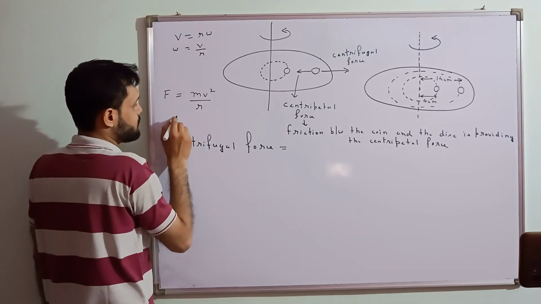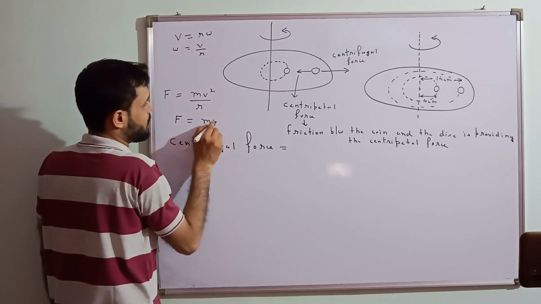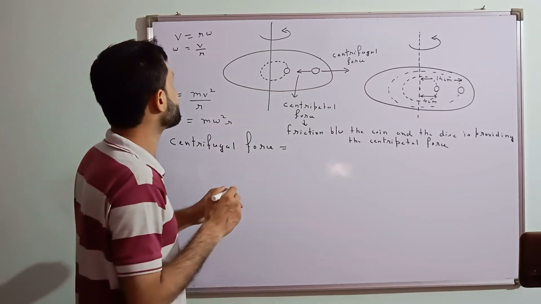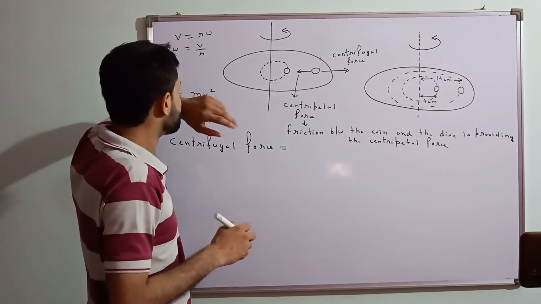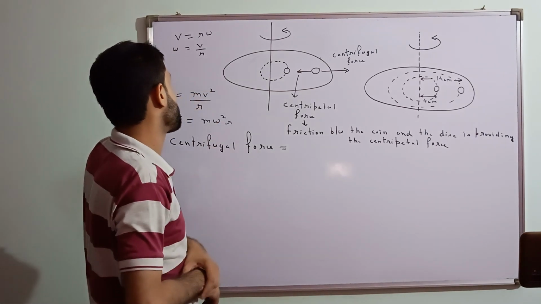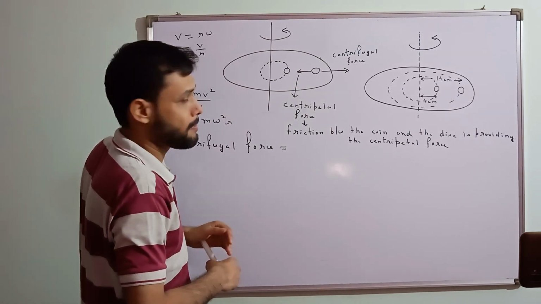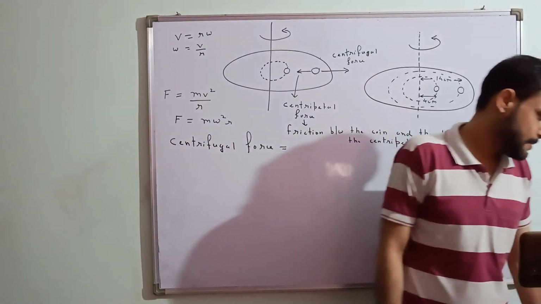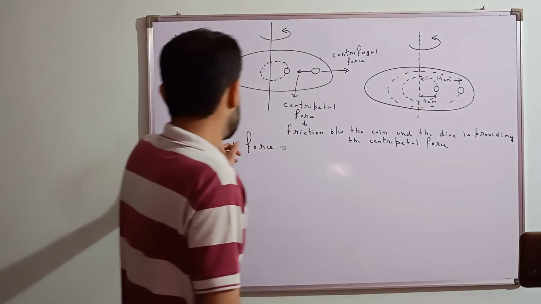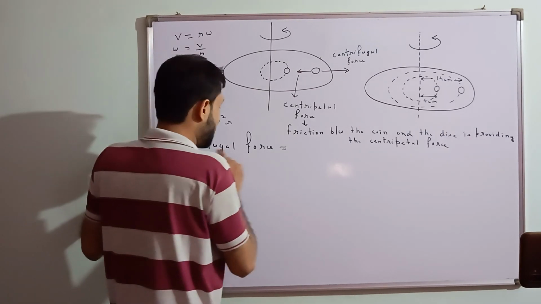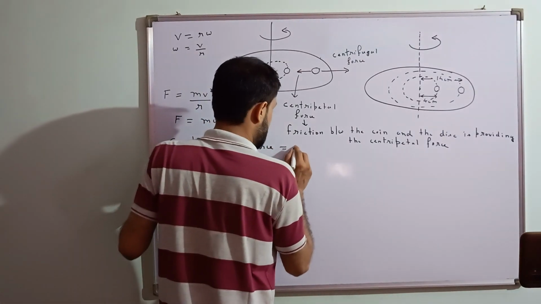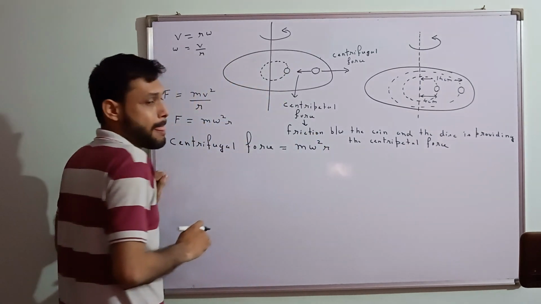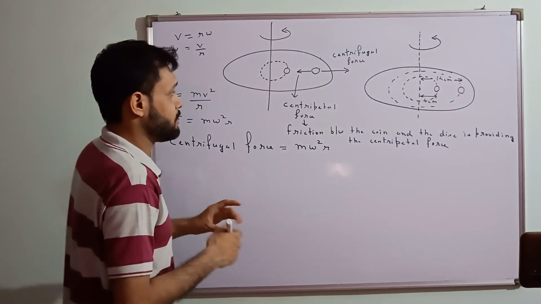So in place of v by r, I can write omega. So the force becomes m omega square r, isn't it? Can I write like this? m omega square r. Yes. So this value we can use for the centrifugal force: m omega square r.